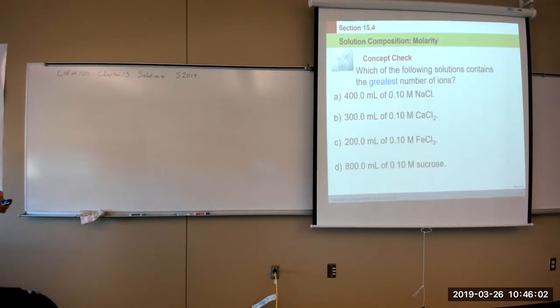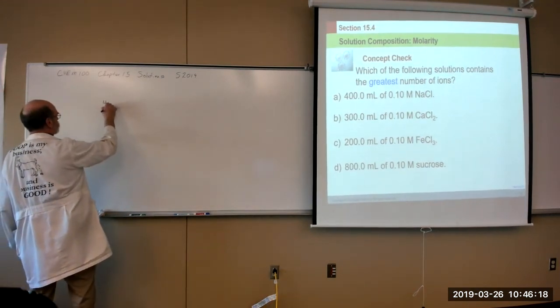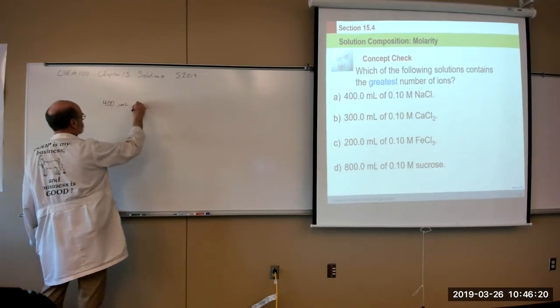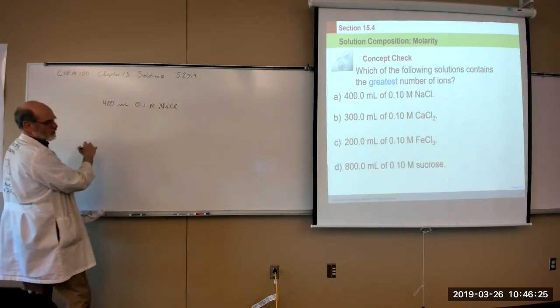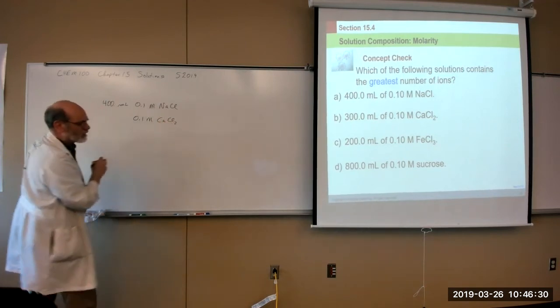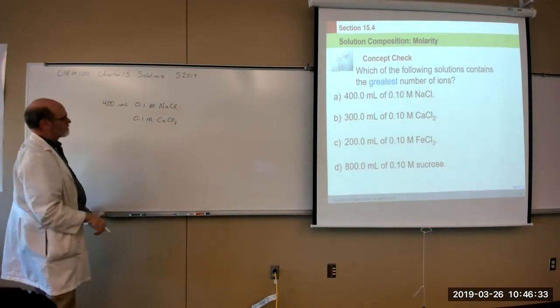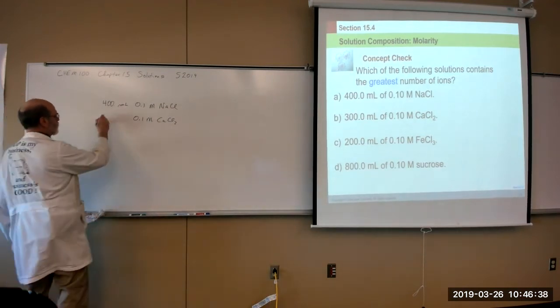So which of the following has the greatest number of ions? Well, in order to do something like this, I invoke Henry Ford. I set up an assembly line. So you have 400 mils of 0.1 molar sodium chloride. You have 300 mils of 0.1 calcium chloride. Oh, wait a minute. Those are the same concentration. Well, that's all right. I'll just go ahead and put them up here anyway.